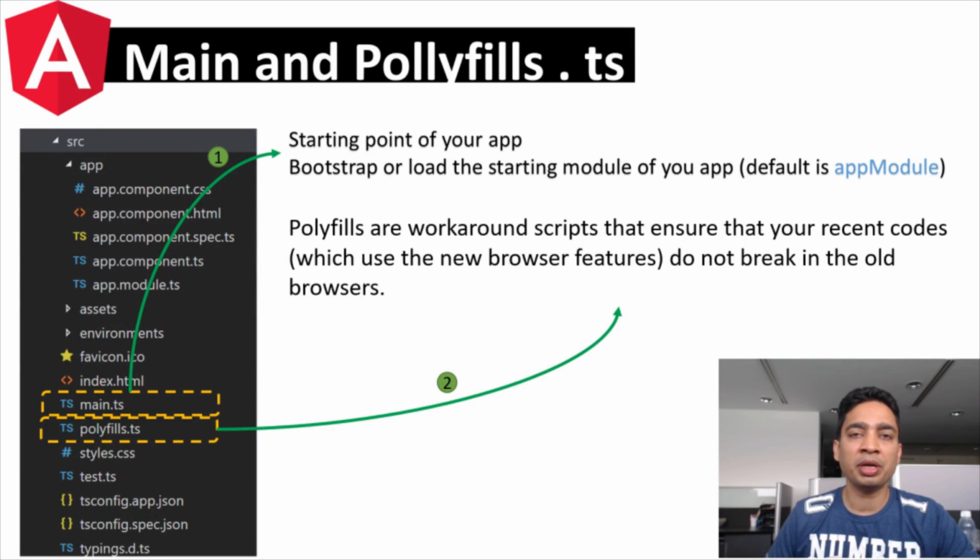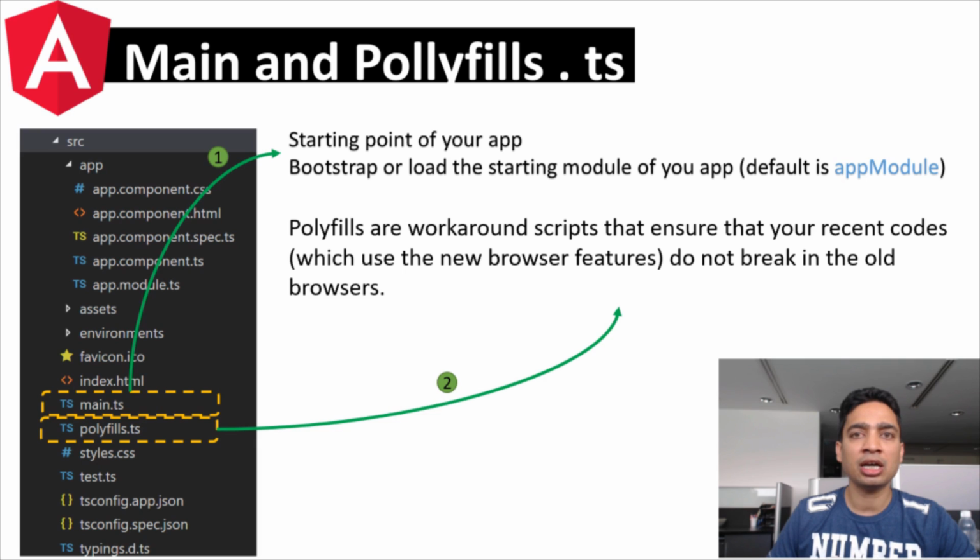Now let's look into main.ts and polyfill.ts. We had a brief intro of main.ts, which is basically the starting point of your app. It bootstraps or loads the starting module of your app, which by default is app module. You can change that module. So if you want to change that, this is the place where you change that.